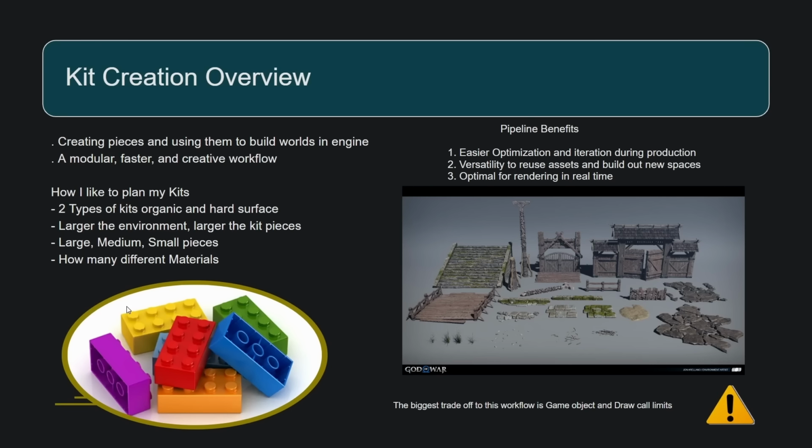One last noteworthy bit that I have under here, if you saw this little warning sign at the very bottom, is that this workflow is 100% the way to go. I would say the one big trade-off for this workflow is that at the end of the day, you might end up having a lot of game object or draw call limits in your environments. This has to do more with production, but it's worth mentioning, and then how to resolve it. There is an actual limit to the number of pieces that you want to have in your scene.